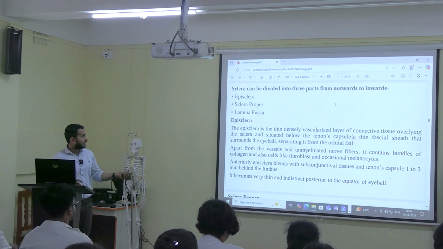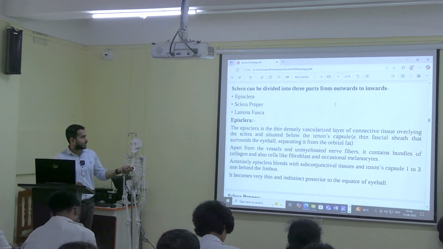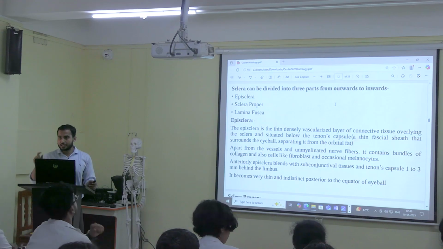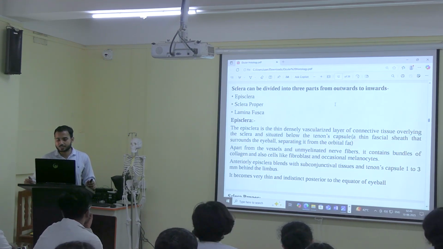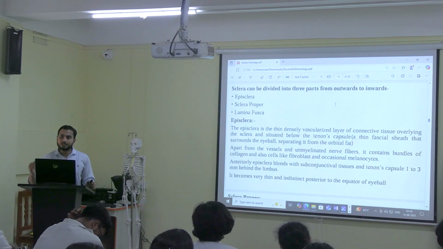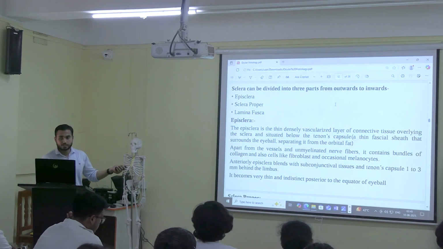So if you see the episclera, it is a thin, densely vascularized layer of connective tissue. Thin layer, but it is vascularized connective tissue. That means blood vessels are present, and this particular episclera is situated below the Tenon's capsule.